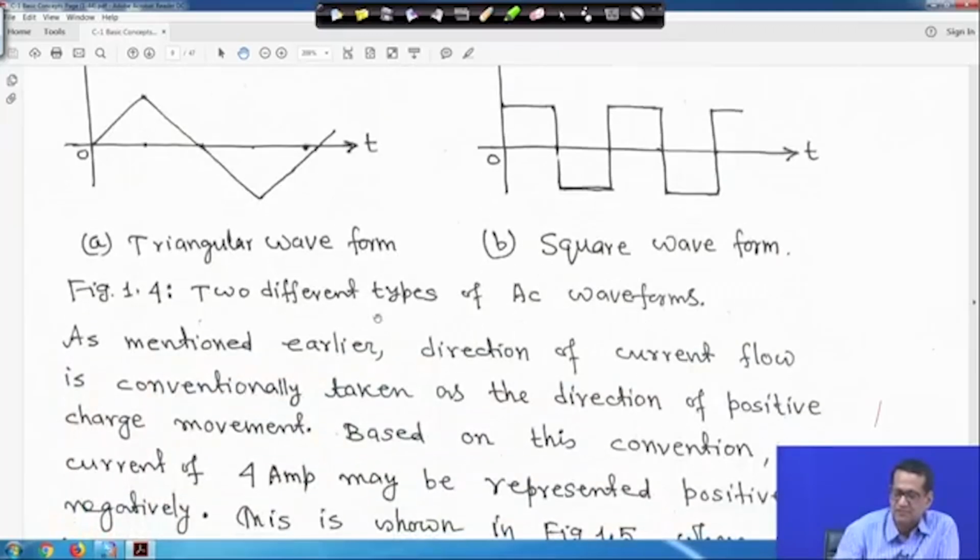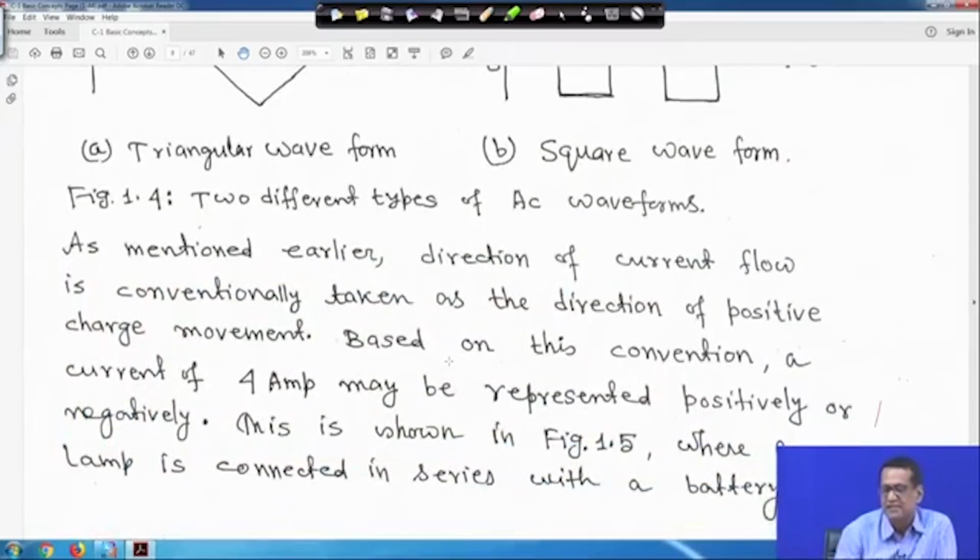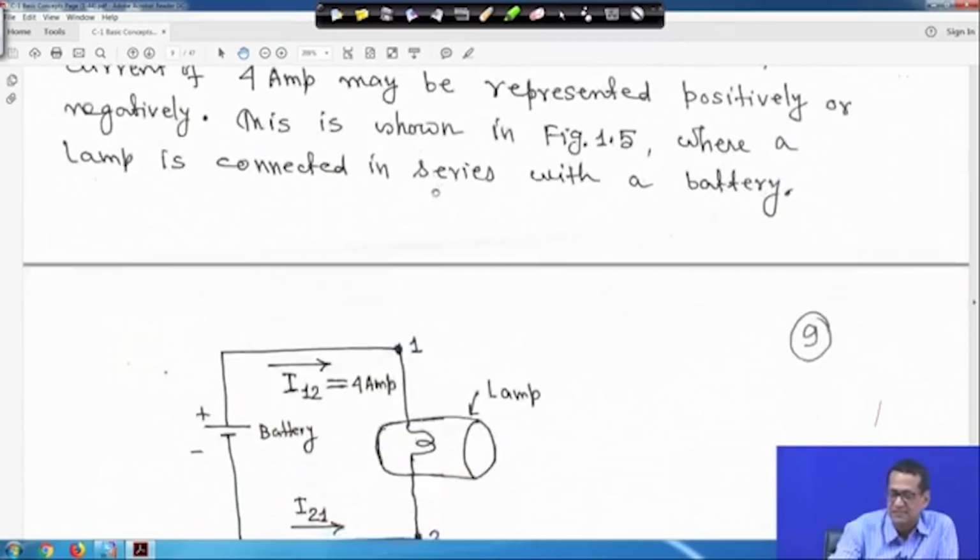Now, as we have seen earlier, the direction of current flow is conventionally taken as the direction of positive charge movement. I told you that when you take the battery symbol plus minus, from the plus the positive charge is flowing. So, that is why it is taken as the direction of the positive charge movement. Based on this convention, a current of, say, 4 ampere may be represented positively or negatively. This is shown in figure 1.5, where a lamp is connected in series with a battery. Look how it is.